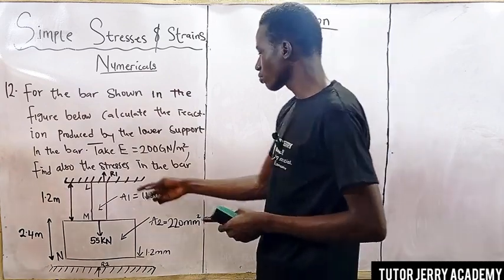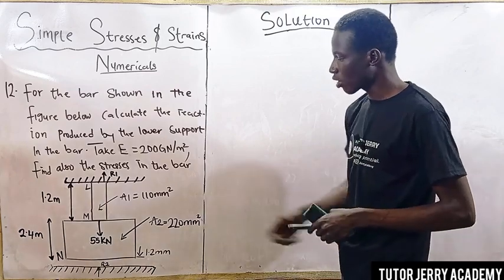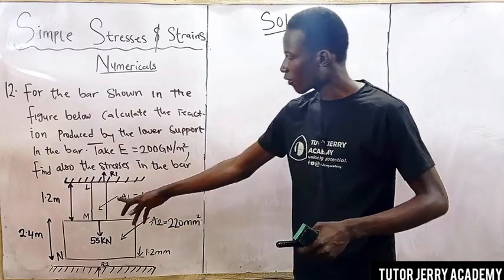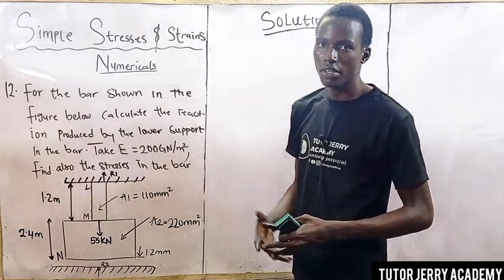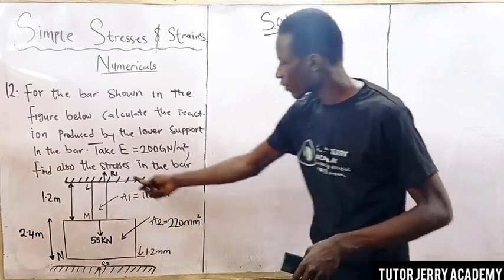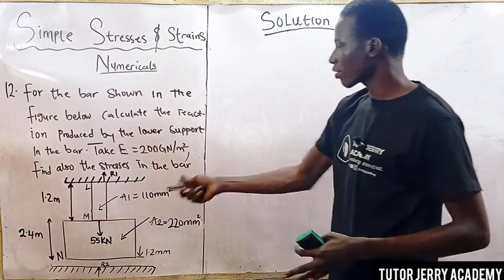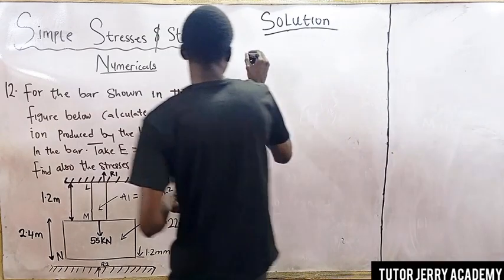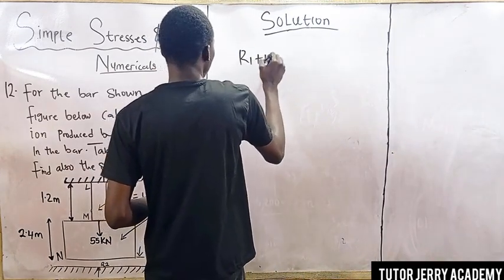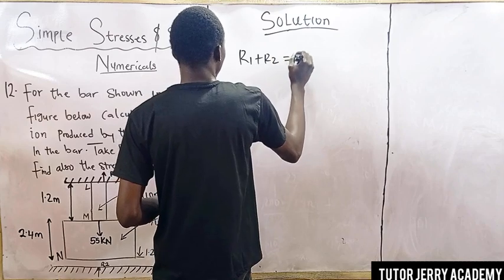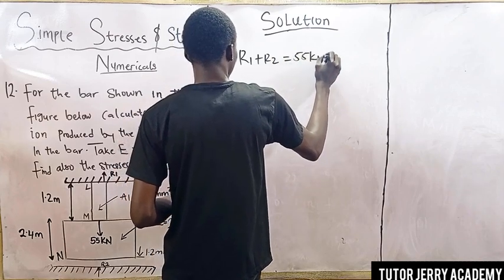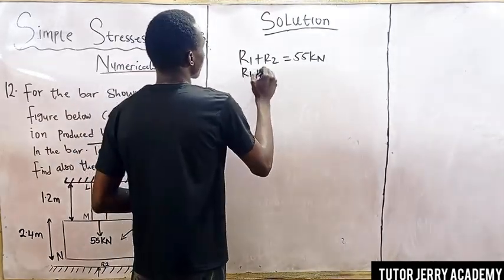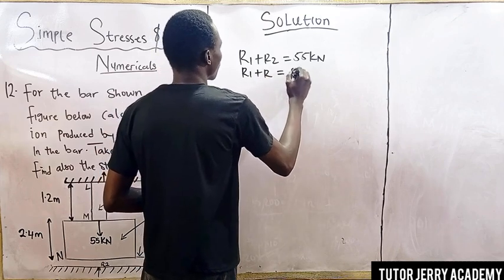The first thing to note is that the sum of upward forces in this bar must be equal to the sum of downward forces. So we have R1 plus R2 equal to 5 kilonewtons, which is nothing but R1 plus R2 equal to 5,000.